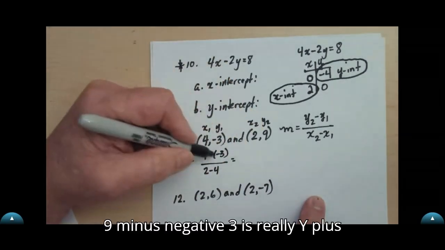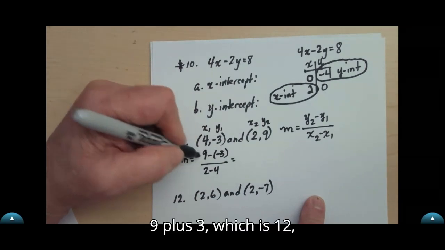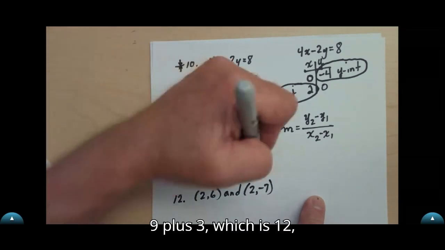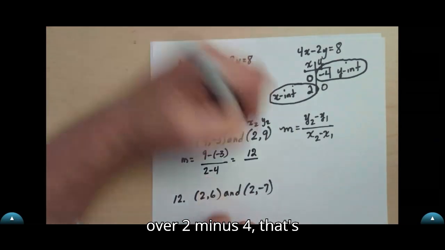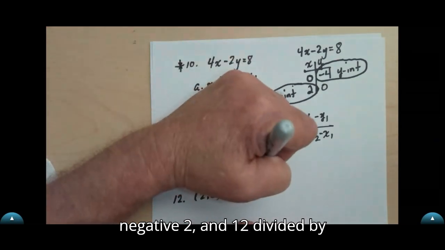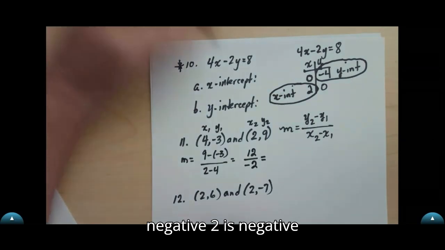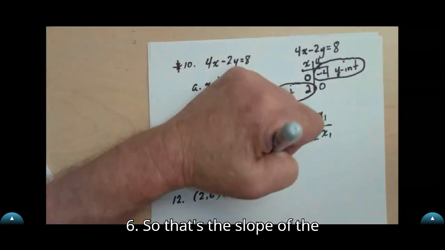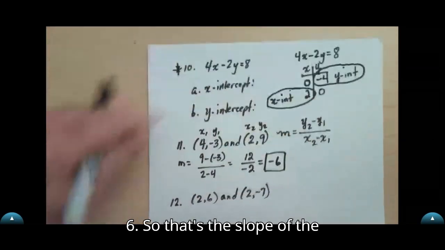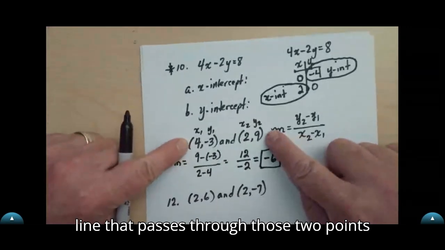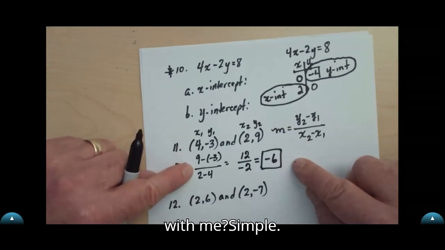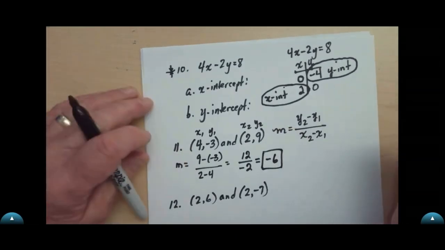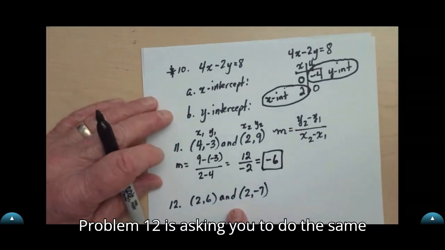9 minus -3 is really 9 plus 3, which is 12, over 2 minus 4, that's -2, and 12 divided by -2 is -6. So that's the slope of the line that passes through those 2 points or contains those 2 points. Everybody with me? Simple. Problem 12 is asking you to do the same thing.